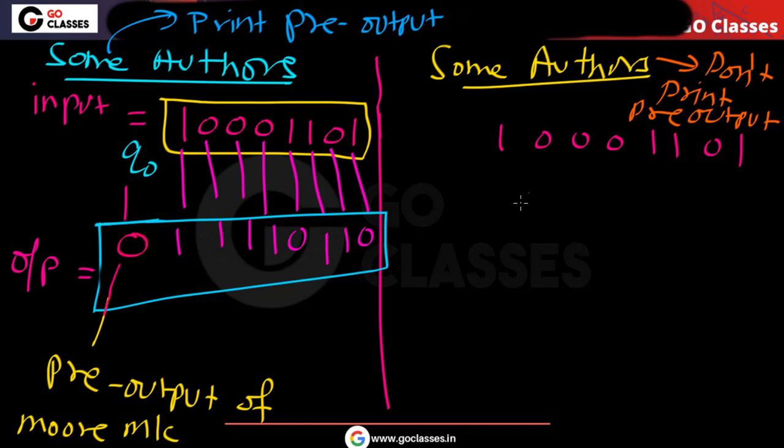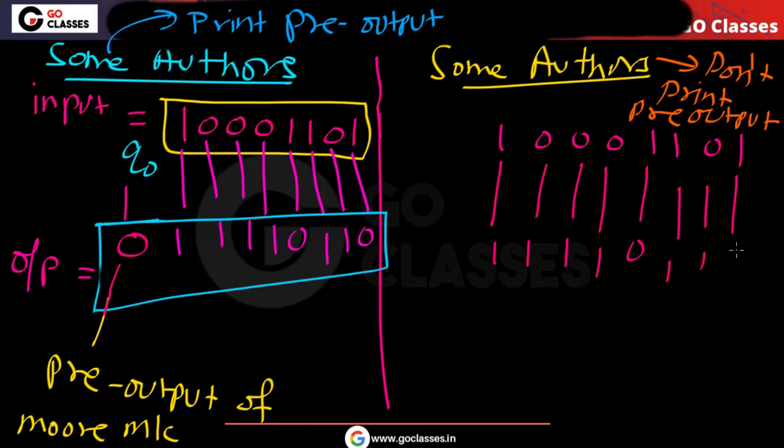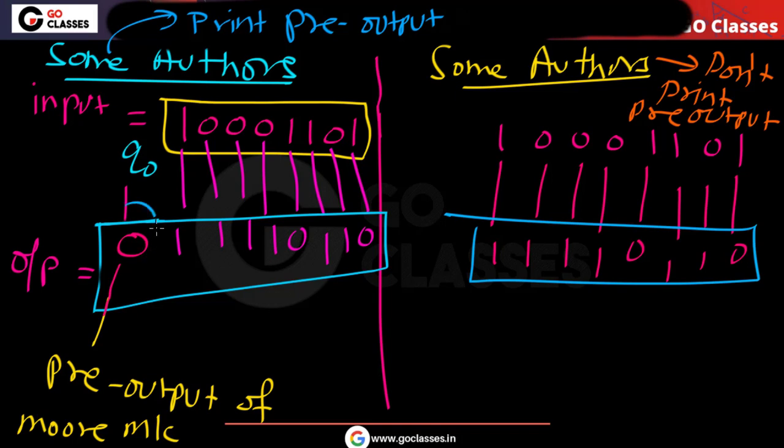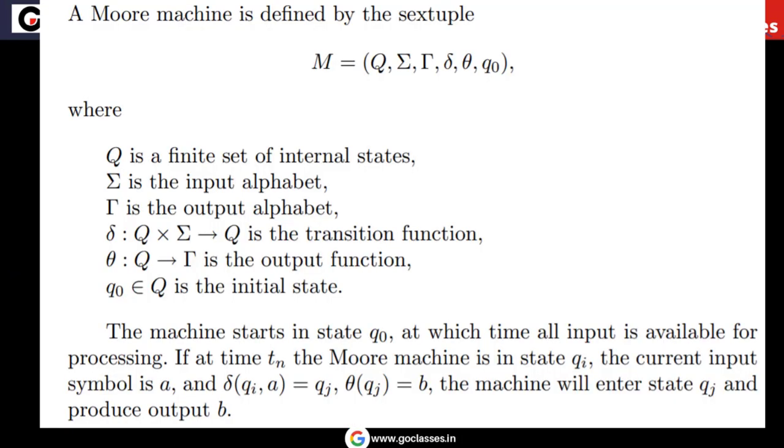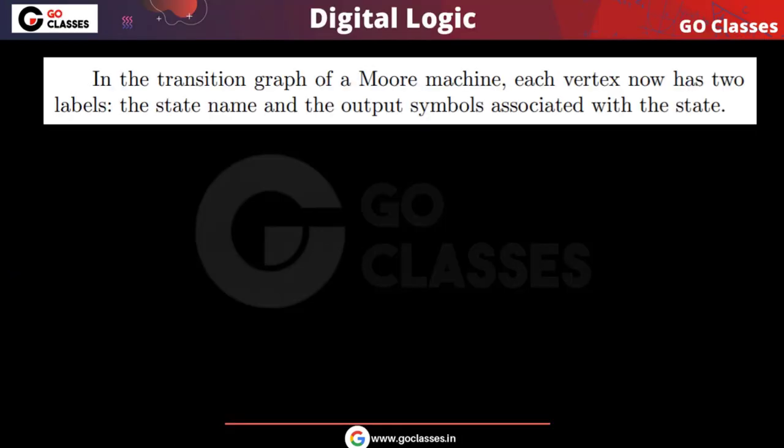Okay, and the remaining authors, according to them, the answer will be 1 1 1 1, and then 0, then 1, then 1, and then 0. So according to other authors, the only difference is this pre-output. Whether you should include this or not depends on the authors, remember. So you do not have to worry about it. Anyway, this is the point.